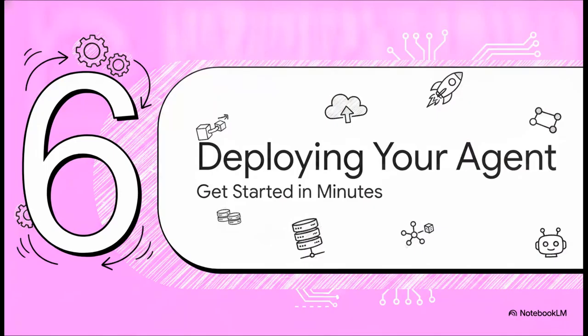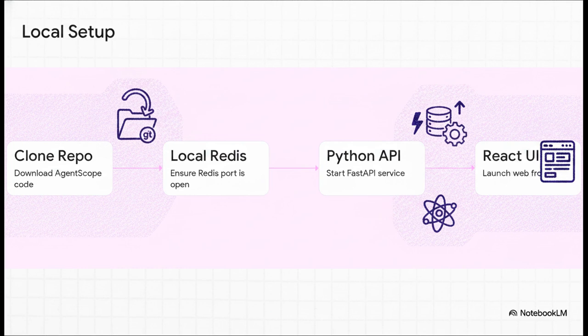Finally, Part 6. Deploying your first agent. How you can get started in just a few minutes. You can seriously get a production-ready environment running locally in minutes. First, clone the AgentScope repository. Second, just make sure you have a local Redis instance running and reachable. Third, fire up the example Python backend, which defaults to port 8000. And finally, start the bundled example React frontend. That's it, you're up and running.